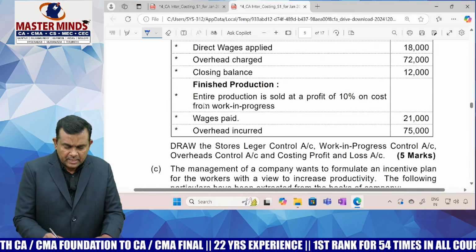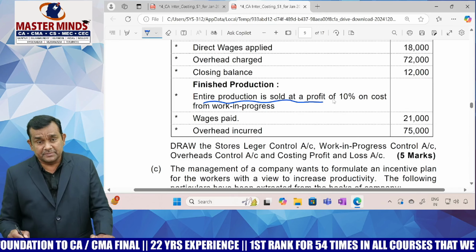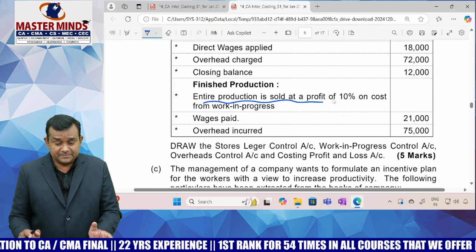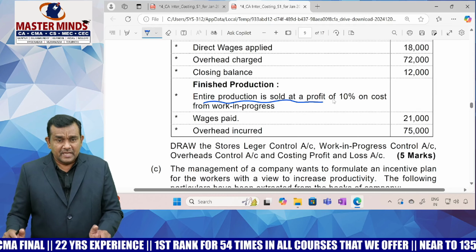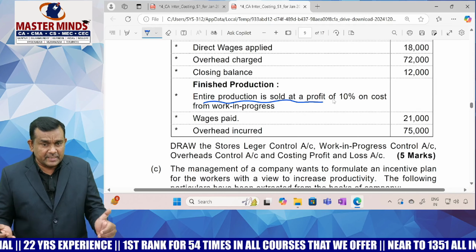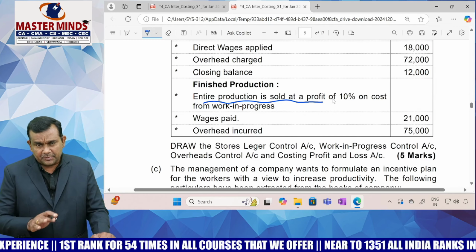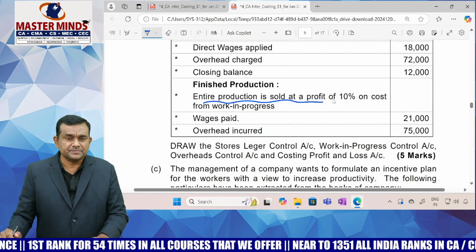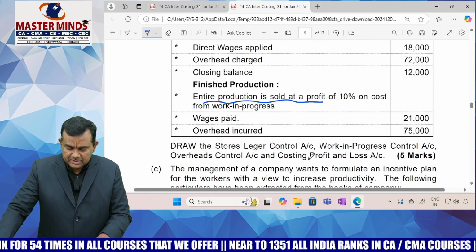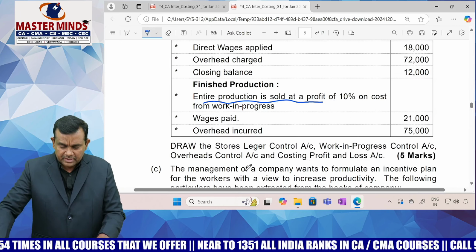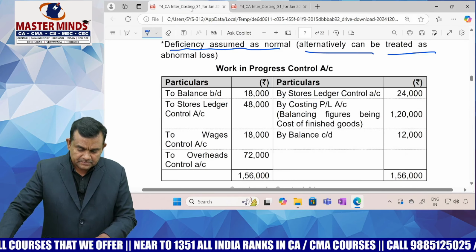So here entire production is sold at a profit of 10% on cost from work in progress station. So here in this case, no need to prepare the finished goods control account. In this case, no need to prepare the admin control, no selling and distribution control. So straight away from work in progress station to costing P&L account. So here question is asking stores ledger control account, work in progress control account, overhead control account, costing P&L account. So simple question, sir. Next.